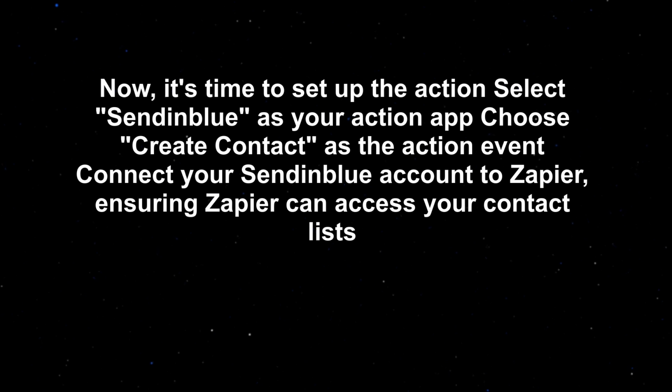Now, it's time to set up the action. Select Sendinblue as your action app. Choose Create Contact as the action event. Connect your Sendinblue account to Zapier, ensuring Zapier can access your contact lists.